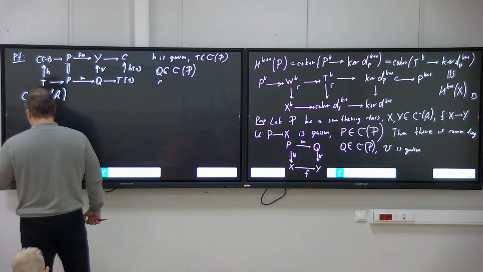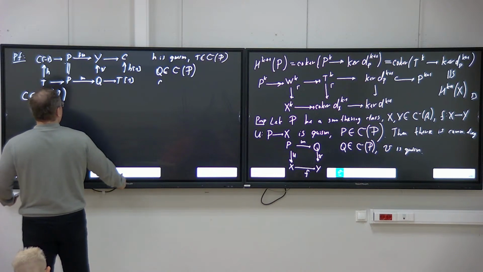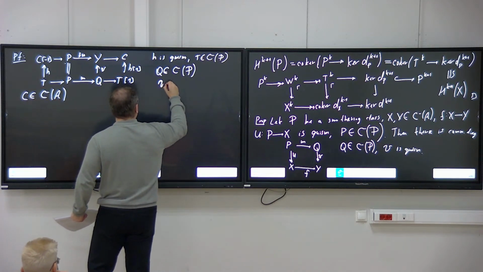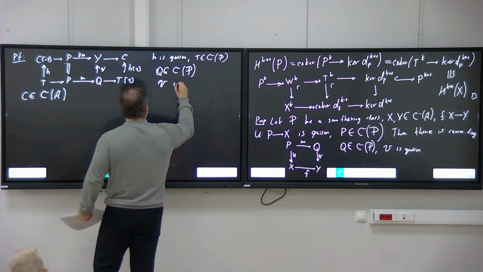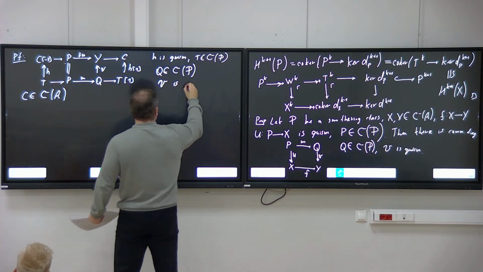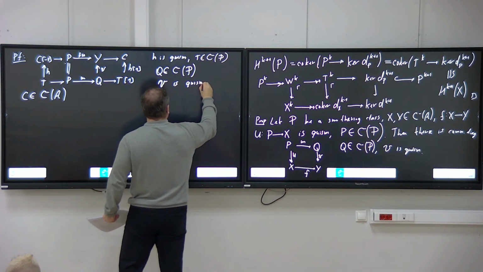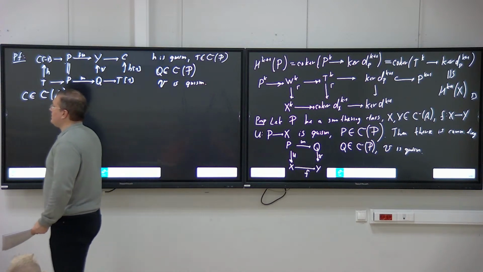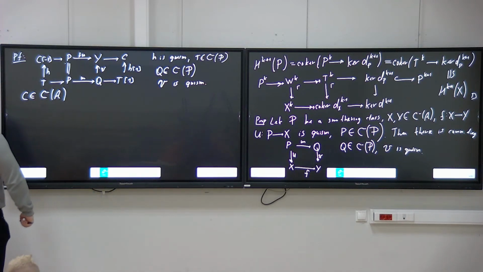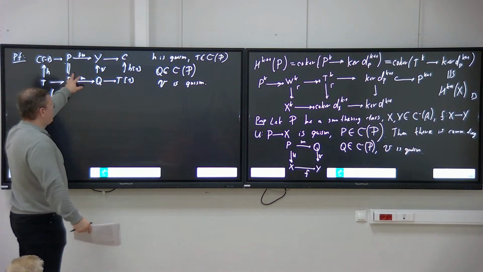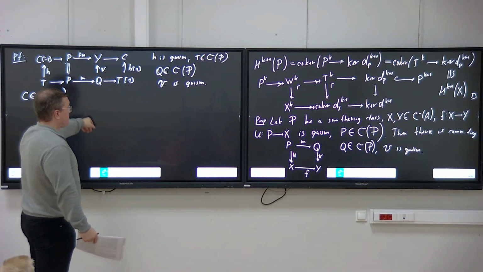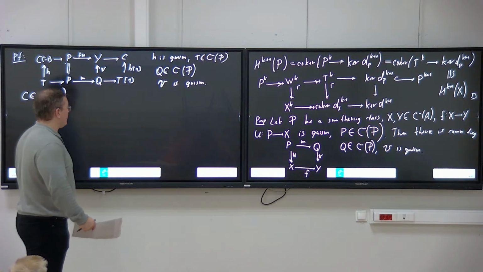So Q is in the C minus, and the last observation is that the V that we have here is a quasi-isomorphism. I think that we proved this in general. So V is a quasi-isomorphism, and that's what we need. So this commutative square is more or less the same commutative square that I promised there.